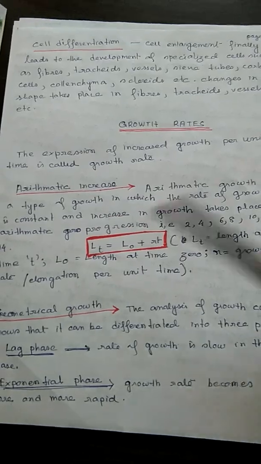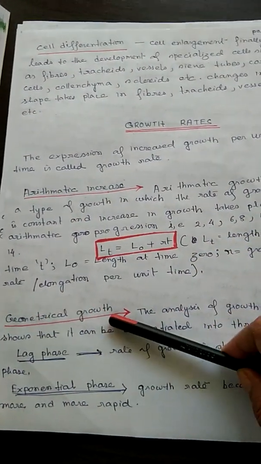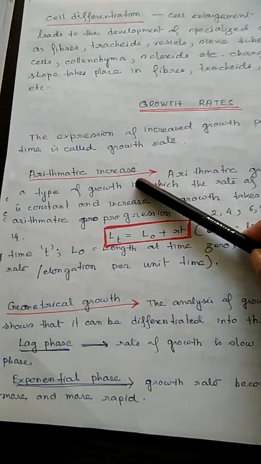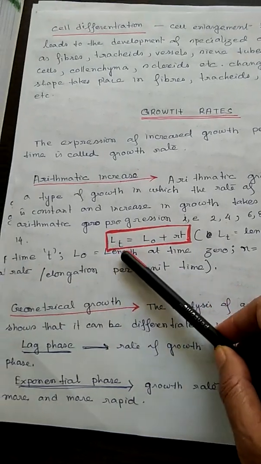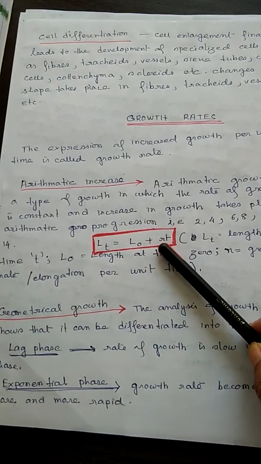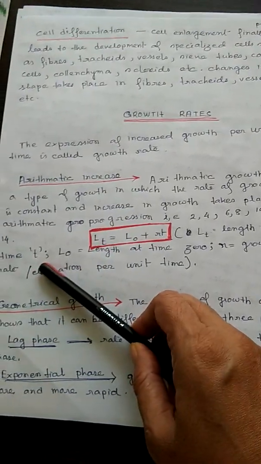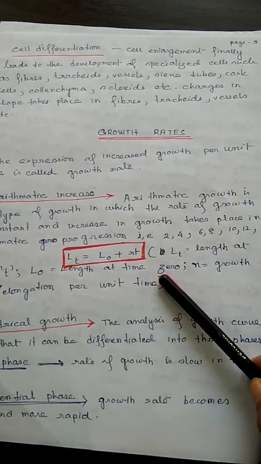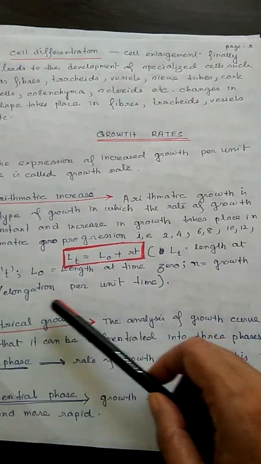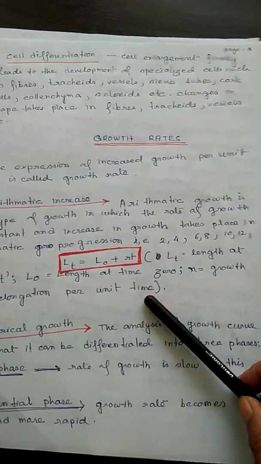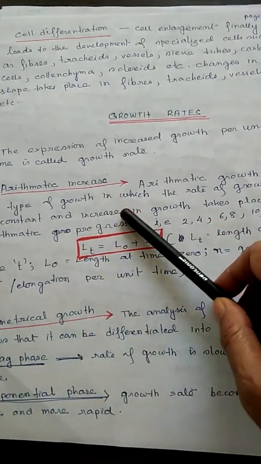Now you can express it as arithmetic increase and geometrical growth. In the case of arithmetic increase, you can easily express it by the formula Lt = L0 + rt. Here Lt is the length at time t, L0 is the length at time zero, that is the initial length, and r is the growth rate or elongation per unit time. So that is the arithmetical expression.